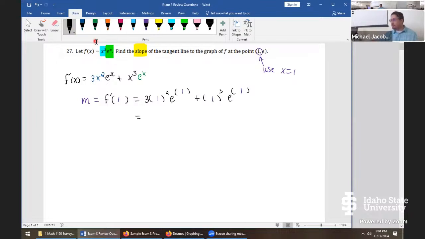So we've got our slope. We just need to simplify this down. We have 3 times e, and then just 1 times e, for a slope of 4e. And then the problem would just stop right at that stage. Well, any questions, folks, on running through number 27?